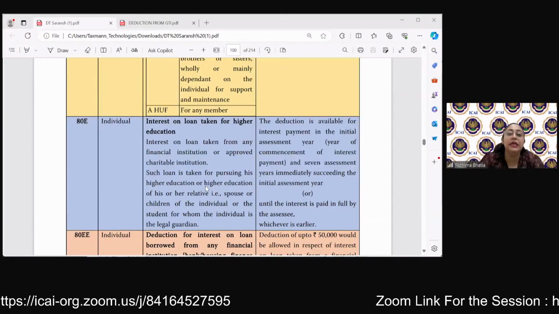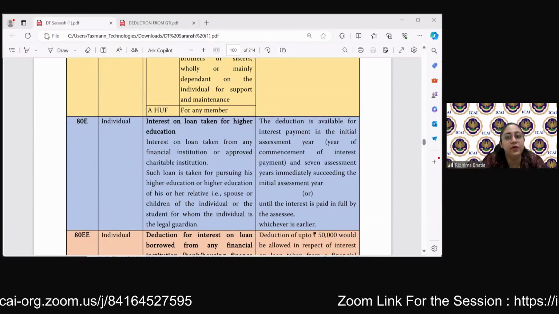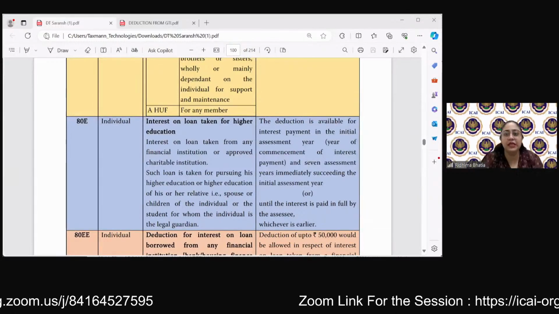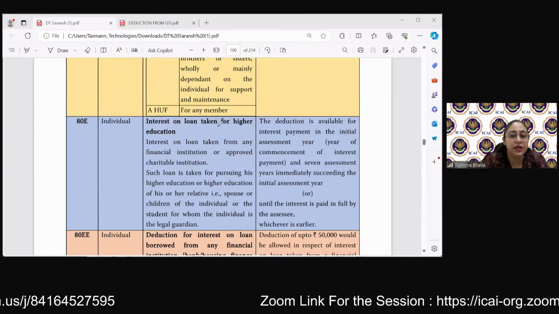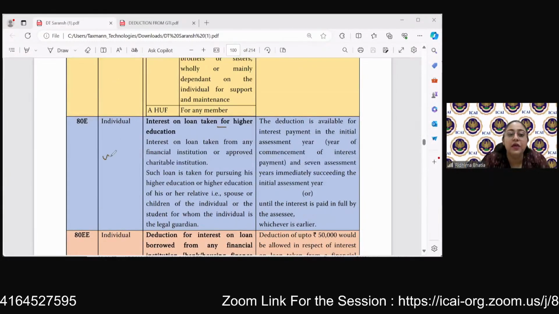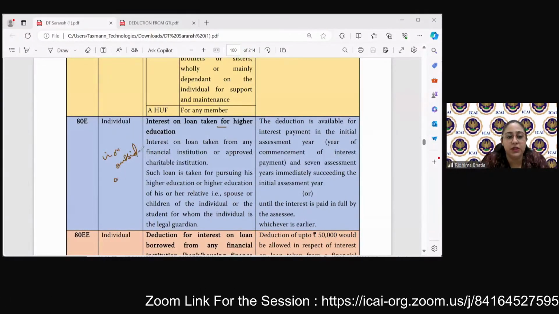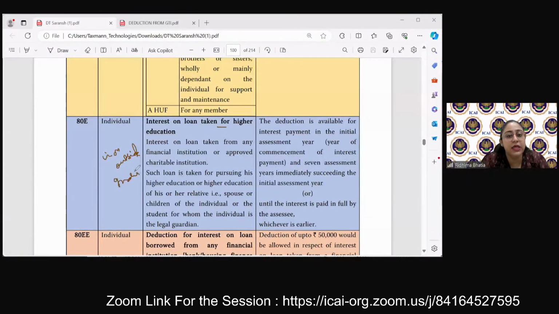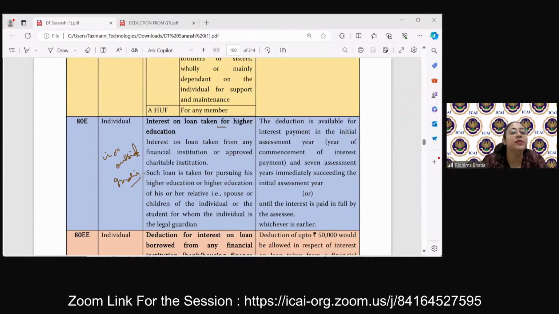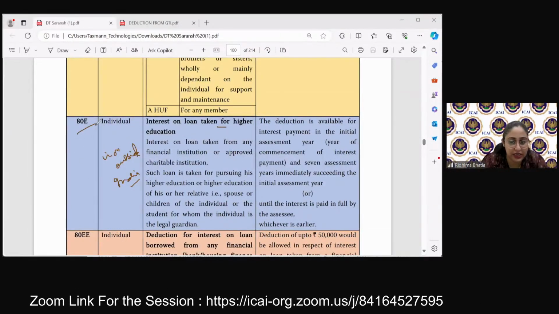Earlier, tuition fees, full time education, school fees, nursery fees, anything was allowed. But this is for higher education after 12, in or outside India, does not matter. To sponsor that, you took a loan and the loan's interest would be allowed as deduction under section 80E.